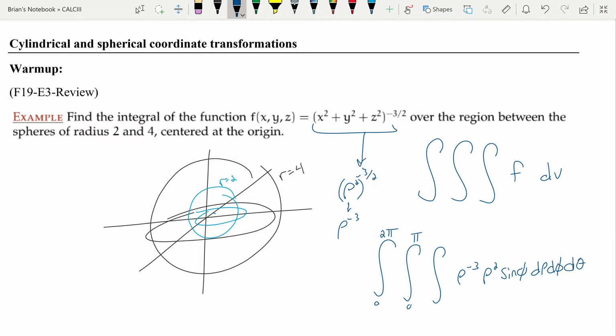Okay, now let's do rho. So rho, remember rho is the radius, and I'll make it nice and color coordinated for you guys. So we've got d rho. In rho, we're starting from radius 2, and then we go out to radius 4. So it's that region we care about. So that means rho is going to go from 2 to 4.